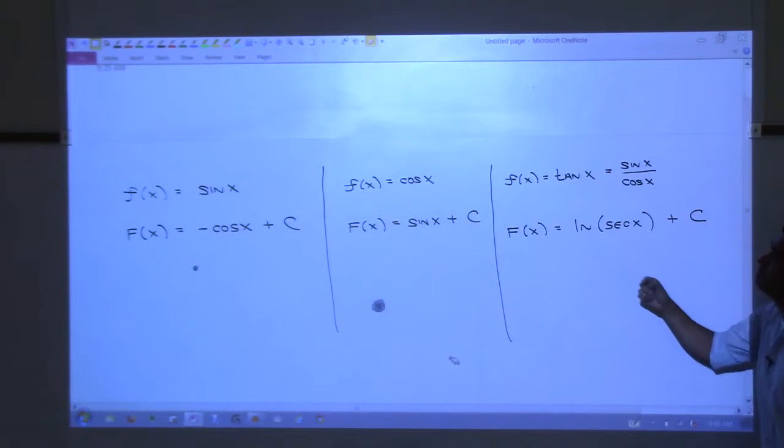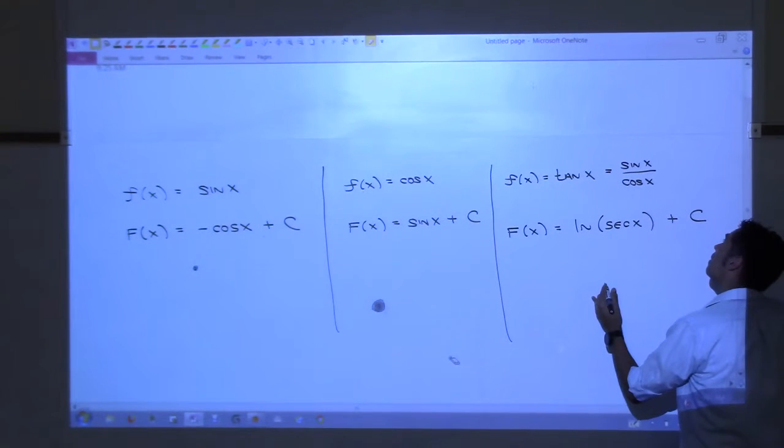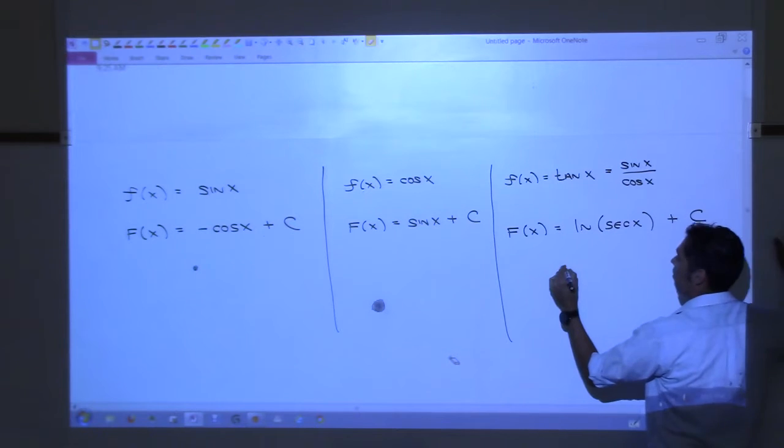Hold on a second. Wait a minute. Wait a minute. Okay, let's work through it. It's not sine? No, it's secant. It's not cosine? Negative. Yeah, this should work. Okay, let's do it.